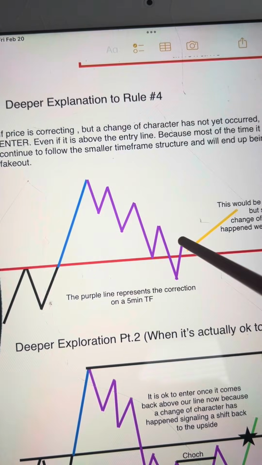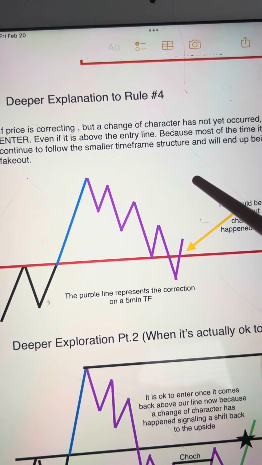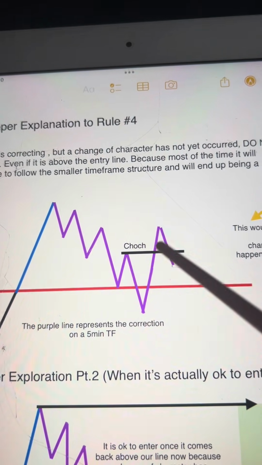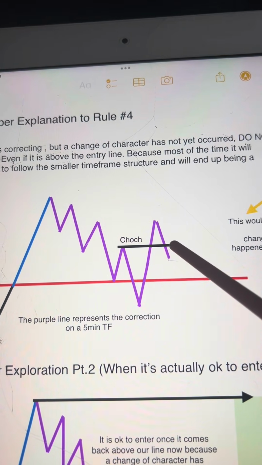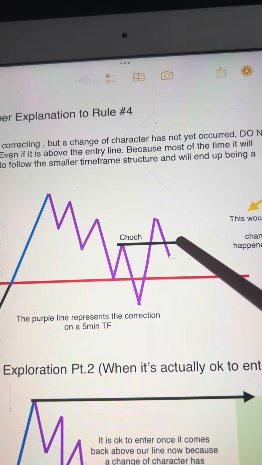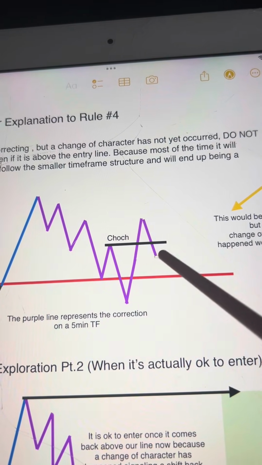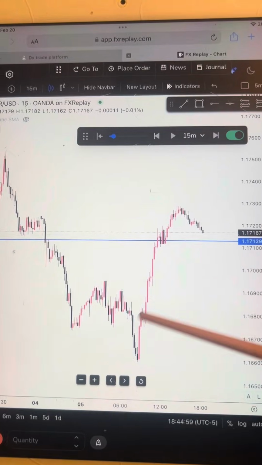So what if we're coming up here and it doesn't go back down and it just keeps going up? In that case, when it does come up above, you could just enter right there, stop loss here, or you can wait until it does a retracement and then comes back above that line, just like ICC on a 5 minute time frame, and then you could still make that your stop loss and target up here or higher.